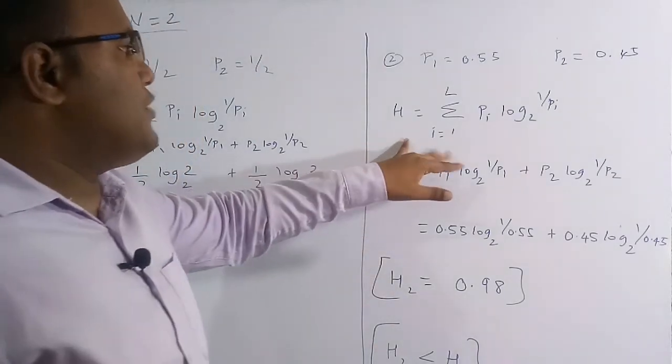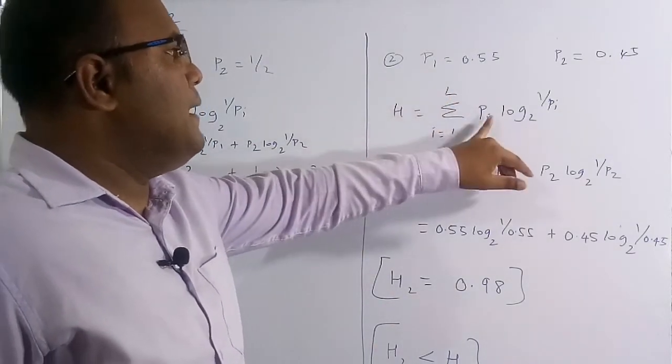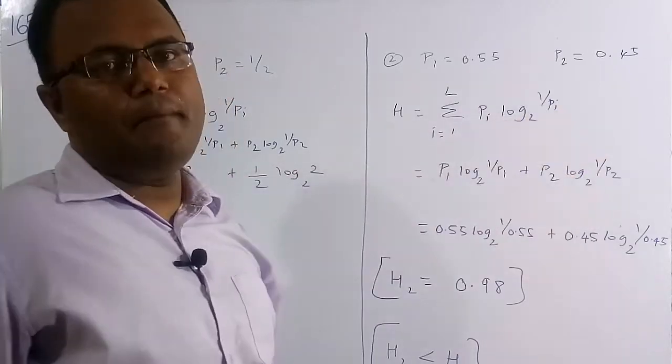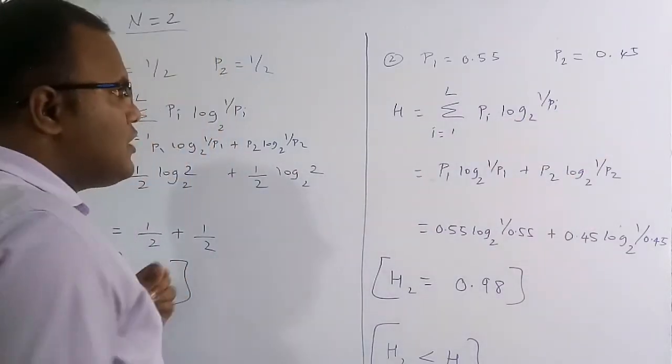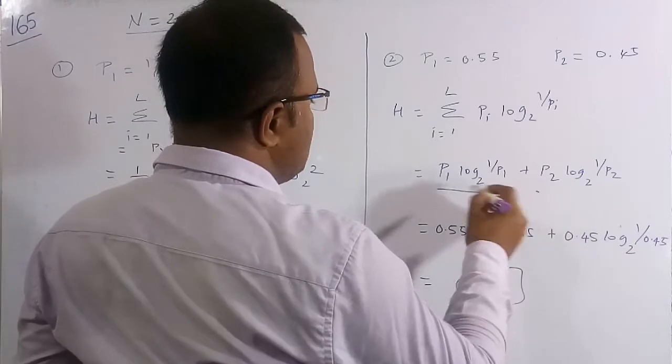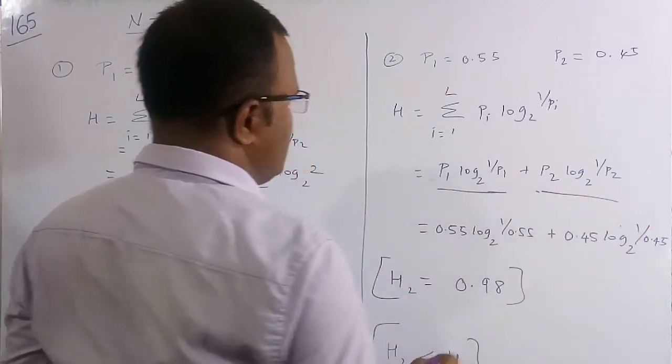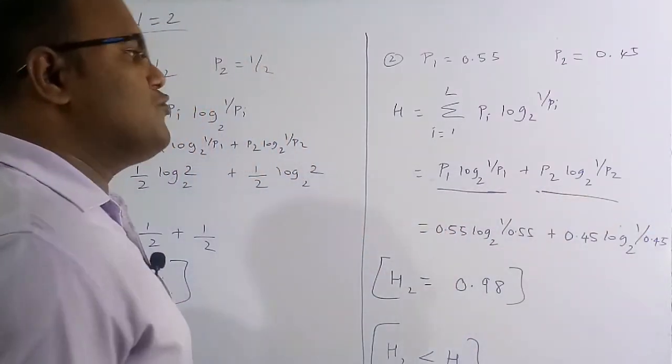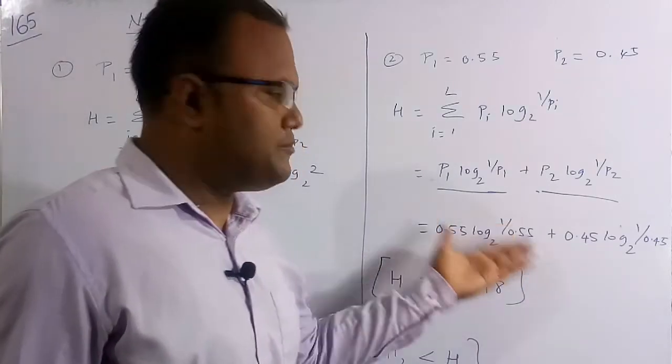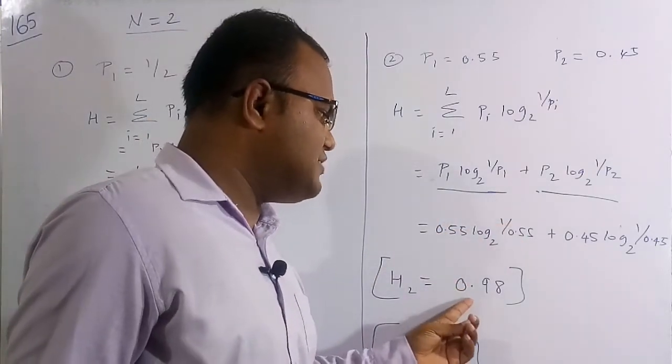So same formula, entropy is equal to sigma i is equal to 1 to L, Pi log 2 with respect to 1 by Pi. So here now there are only two symbols. So we are going to get it in this fashion. We know the value of P1 and also we know the value of P2. So substitute them and finally we are going to get 0.98.